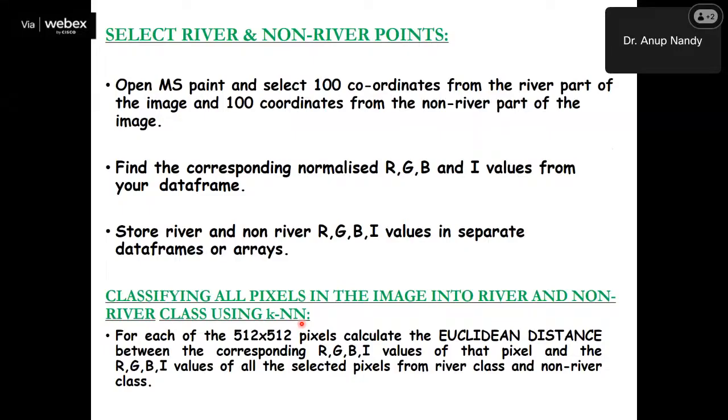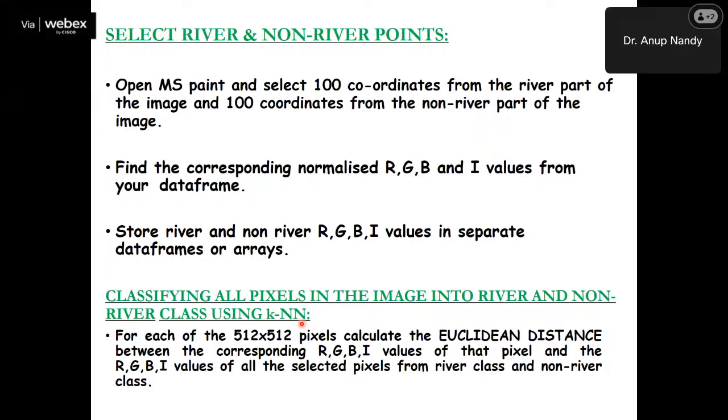After this normalization, you have to select the river and non-river points, the same way as before. You can open the image in Paint and select 100 coordinates from the river part of the image and 100 coordinates from the non-river part of the image. Then find the corresponding normalized RGBI values from the data frames you have already stored, and store the river and non-river values in separate data frames or arrays, because the values corresponding to these pixel coordinates will also be stored there.